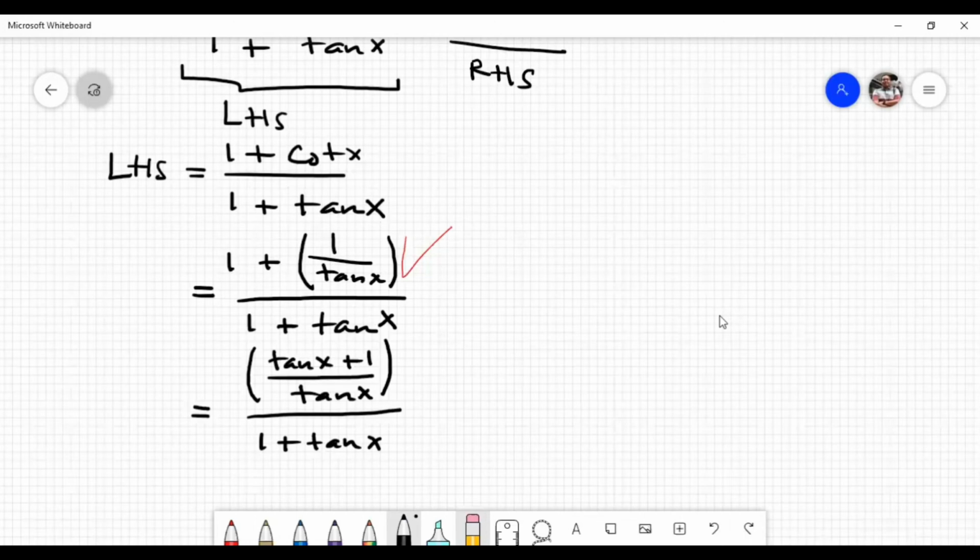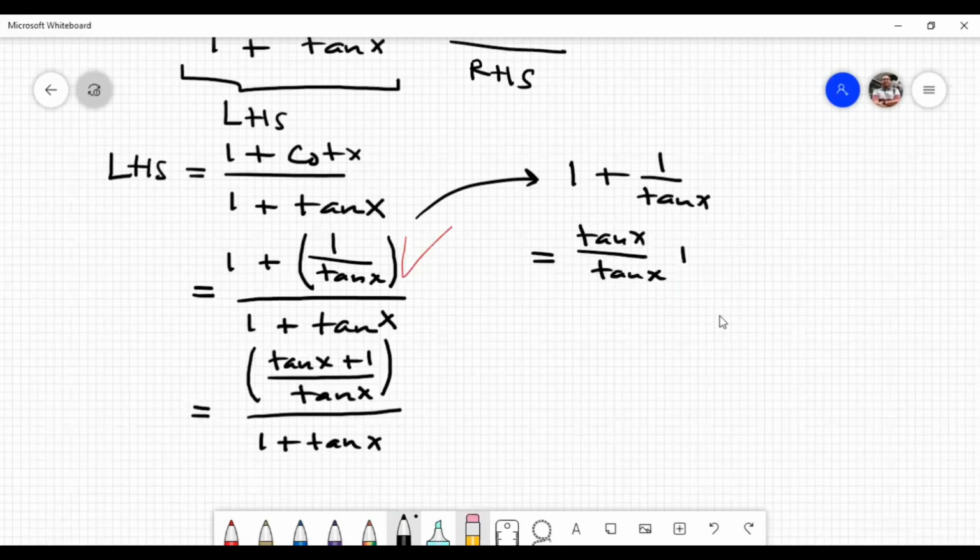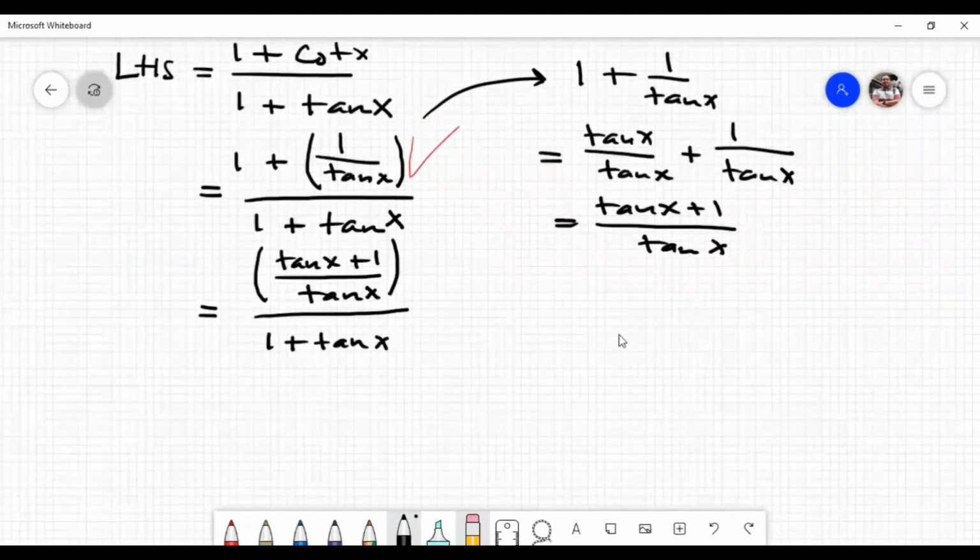Since this is fraction. Okay, remember this? Yeah, 1 plus 1 over tangent x. So we change 1 with fraction as well. So this is tangent x out of tangent x plus 1 out of tangent x. So now they have the same denominator. So this is tangent x plus 1 out of tangent x. So this comes from this. Okay, that's simple, yeah?